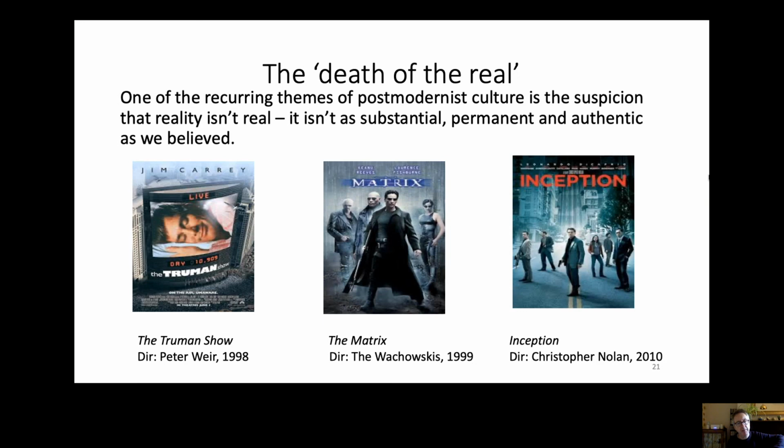So this is that moment where you can't differentiate between that which is substantial and authentic and that which is synthetic or manufactured or illusory. That moment is known as the death of the real, and it's a moment that you get over and over again in postmodernist culture.